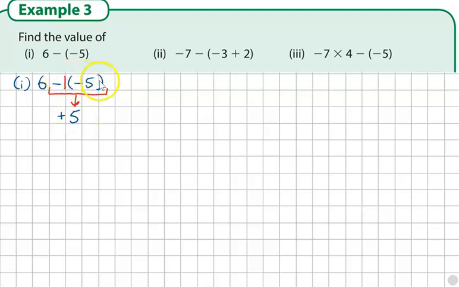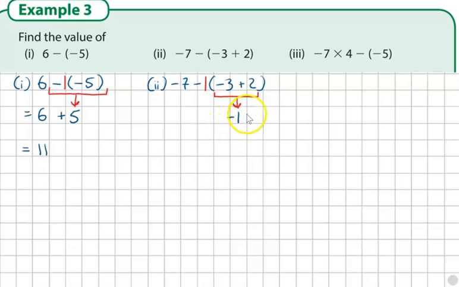Be careful here not to say 1 plus 5, okay? Because brackets means multiply. So we're multiplying minus 1 by minus 5. Then we bring down the 6. And 6 plus 5 is 11. So again, I've got this minus here, so I'm going to stick in an invisible 1. I have to follow BIDMAS, so I have to do minus 3 plus 2 first. What's inside the brackets? And minus 3 plus 2 is minus 1.